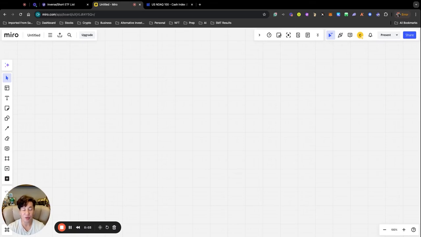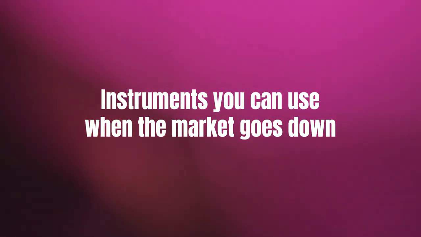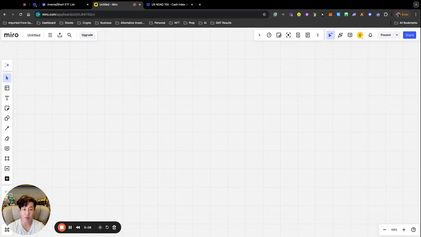Today I'll share with you what are the instruments that you can use if you feel that the market is going down. How do you benefit? What do you do when you know that the market is going down? Instruments that you can use. Okay, so first thing first, when you want to do that, you are basically shorting the market. So when you're shorting the market, what are the instruments that you can use?